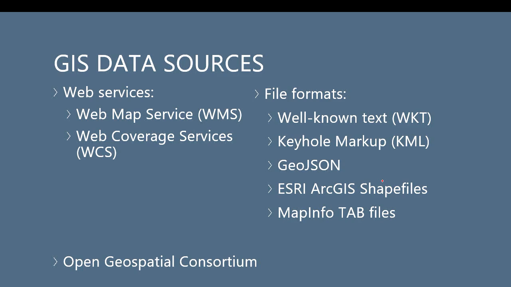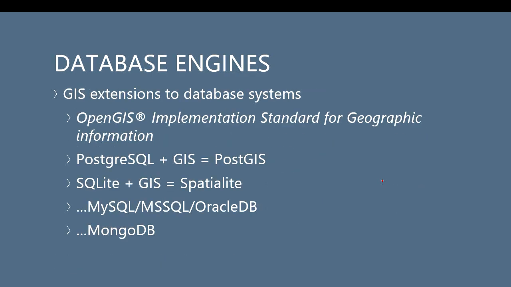They've tried to standardize these with the Open Geospatial Consortium, and they have also tried to standardize database formats for storing spatial information. So if we take our good old-fashioned Postgres database and add GIS, geospatial information systems, capabilities onto it, we get PostGIS. SQLite plus GIS equals SpatiaLite, and there are spatial extensions for MySQL, Microsoft SQL, Oracle, and even some of the NoSQL style databases like MongoDB have spatial extensions.